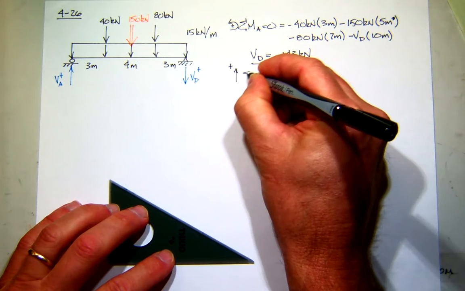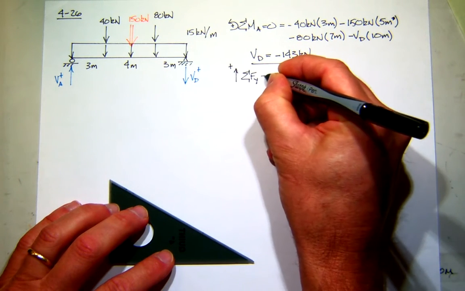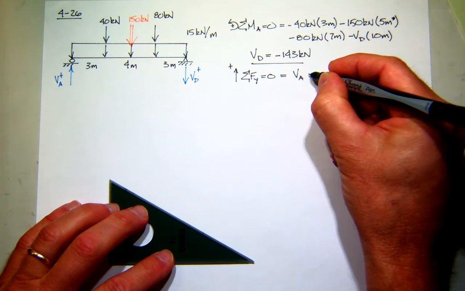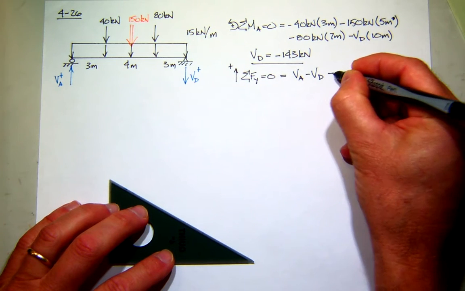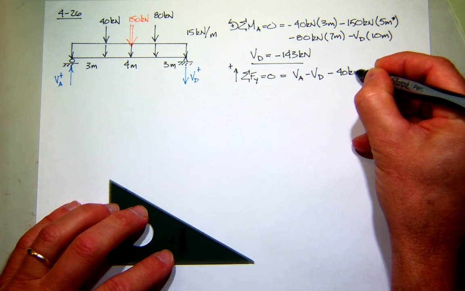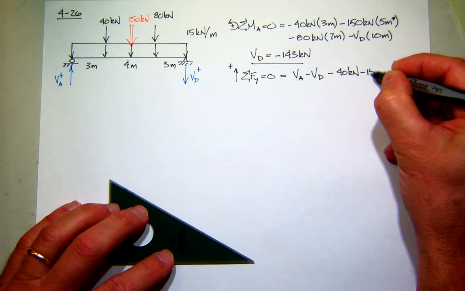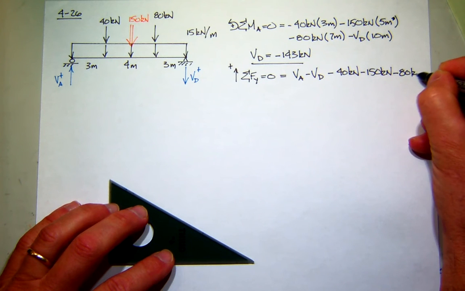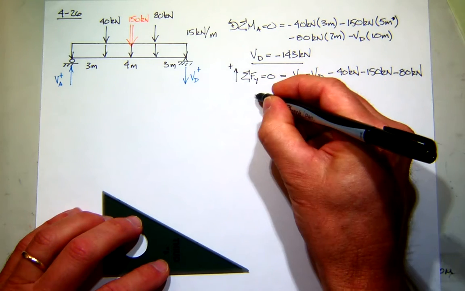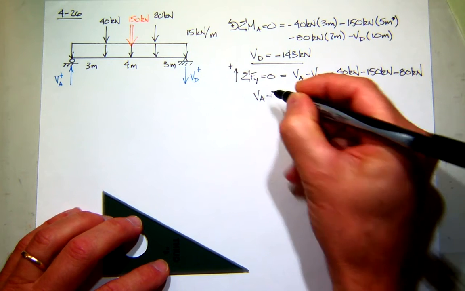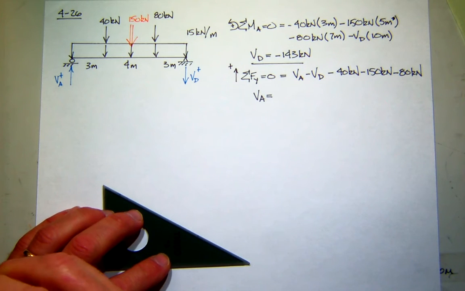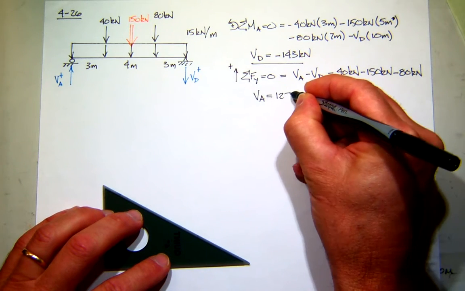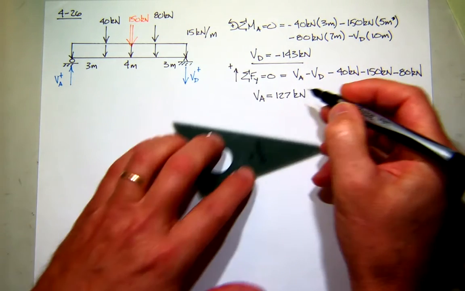So then we'll sum forces in the y direction, make sure we have 0. So I've got my shear at A up, got my shear at D going down, and then all my other forces, 40 kilonewtons, 150, and 80. So I should be able to solve for the shear at A. I think it comes out positive 127. Does that sound familiar? So that's the easy part.